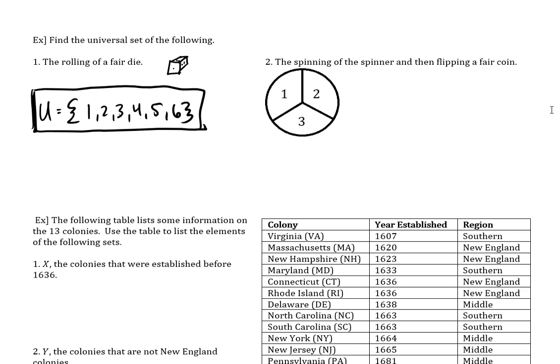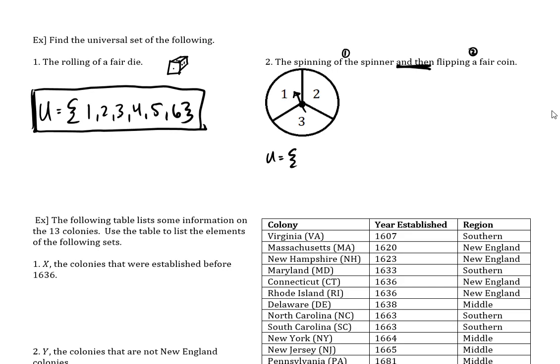Okay, this next one is telling us to find the universal set of spinning this spinner. So there's the little arrow that gets flicked and spins around, like in the game Twister. Then it wants us to flip a fair coin. So it wants us to do this first and then this second, and then group those outcomes together. All right, well, let's break it down. I'm going to say U. We will get a nice pattern that develops out of this.